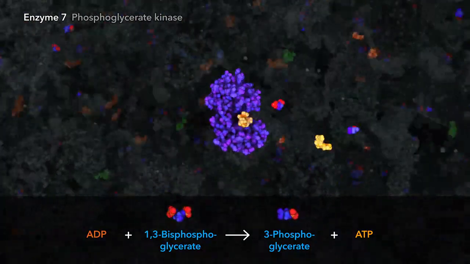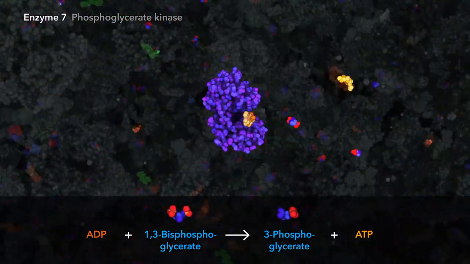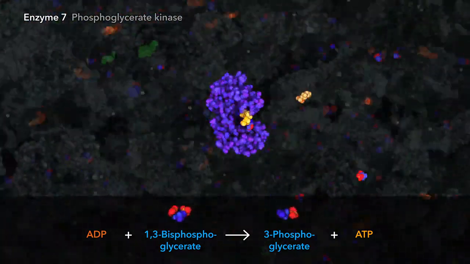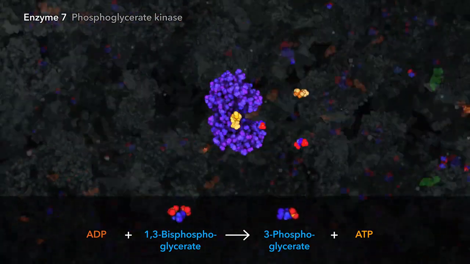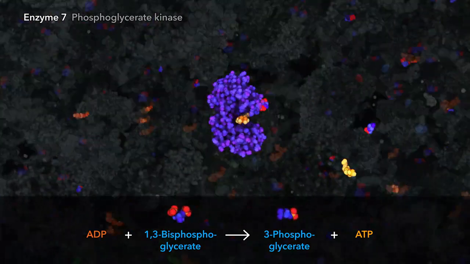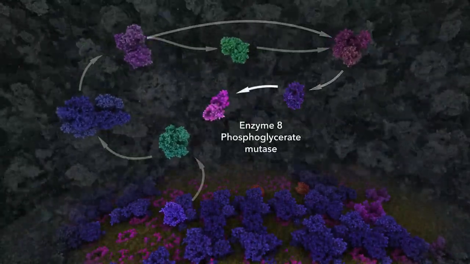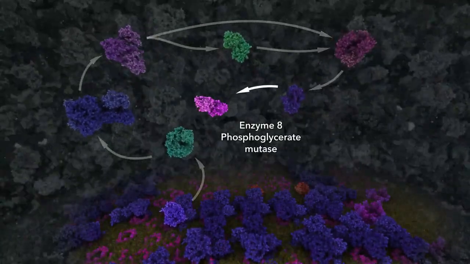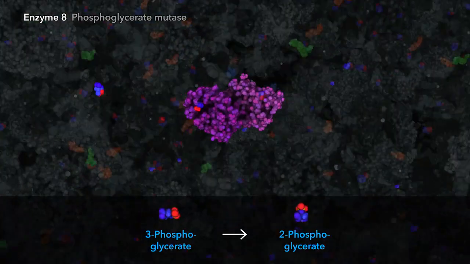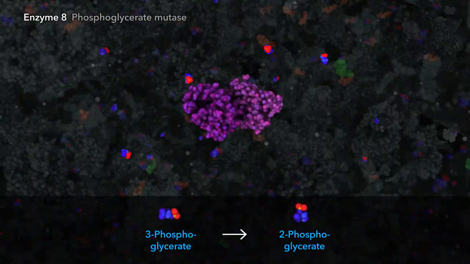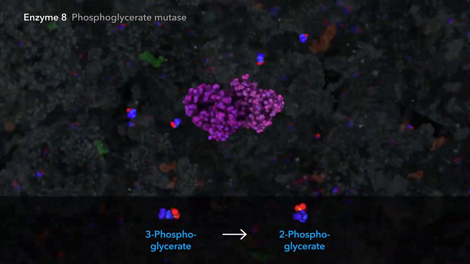The 7th enzyme transfers a phosphate group from 1,3-bisphosphoglycerate to ADP, creating chemical fuel ATP. The 8th enzyme rearranges the phosphate from the end of the molecule to the middle.